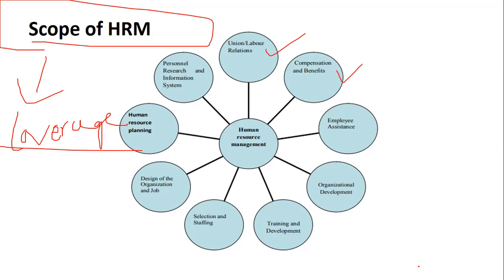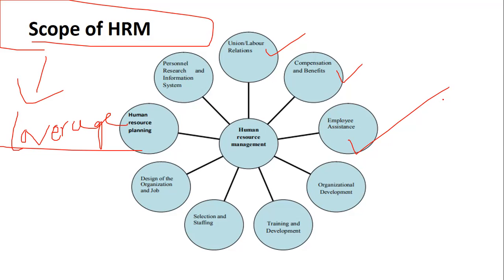Then we have employee assistance. When we say employee assistance, it means whatever type of support is given in order to help the employee comes under HRM. Then you have organization development. It talks about change management, how the organization takes change management into consideration and how it works. That is a part of your scope.